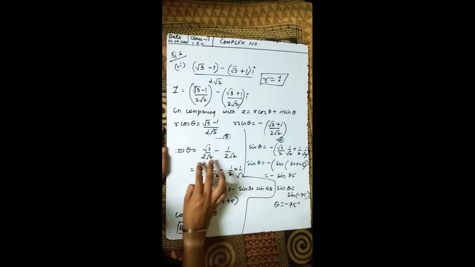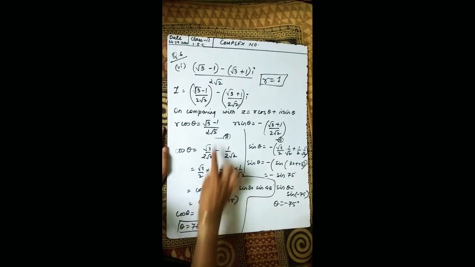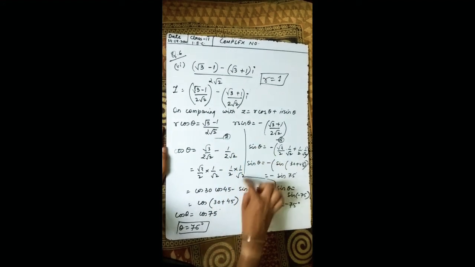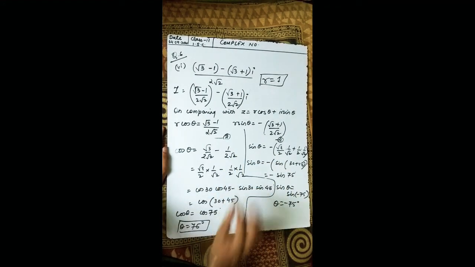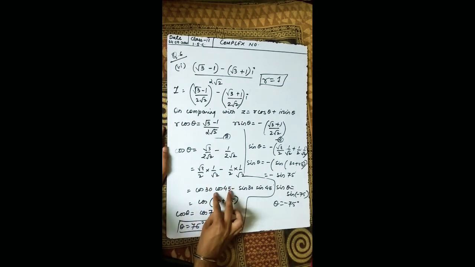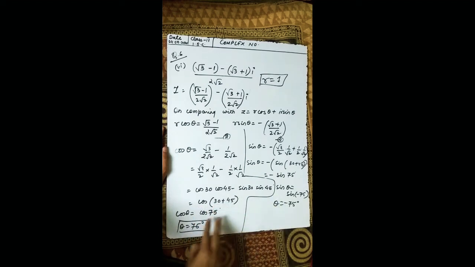Now see how I am writing this √3/(2√2): this is √3/2 into 1/√2, minus 1/2 into 1/√2. Can we write like this? Now √3/2 is cos 30 degrees, 1/√2 is cos 45, 1/2 is sin 30 degrees and 1/√2 is sin 45 degrees. Now this is the identity cos x cos y − sin x sin y, so cos(x + y), 30 plus 45, 75. Cos θ equal to cos 75, so θ is equal to 75 degrees.